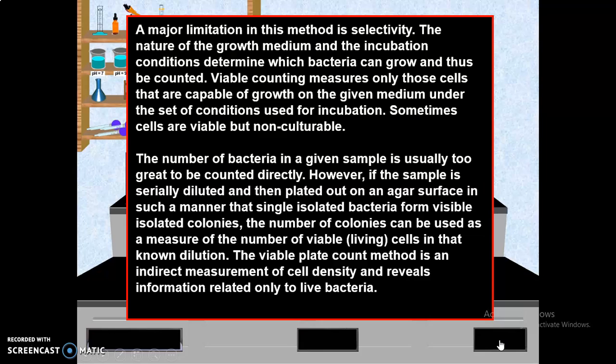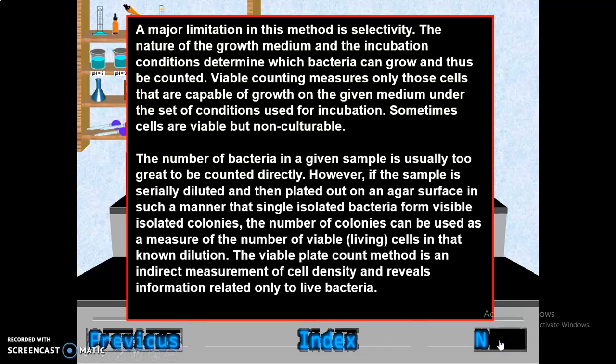A major limitation of this method is selectivity. The nature of the growth medium and the incubation conditions determine which bacteria can grow and thus be counted. Viable counting measures only those cells that are capable of growth on the given medium under the set of conditions used for incubation. Sometimes cells are viable but not culturable.